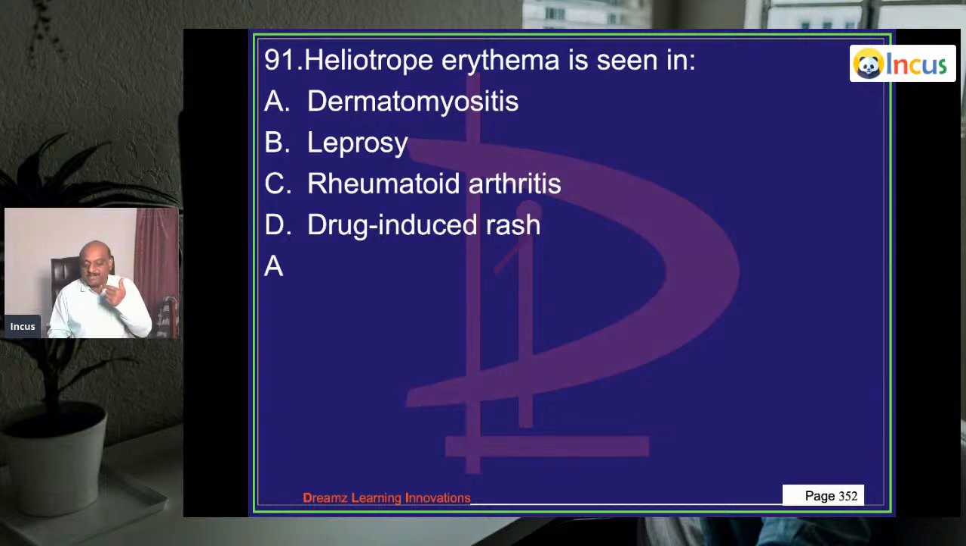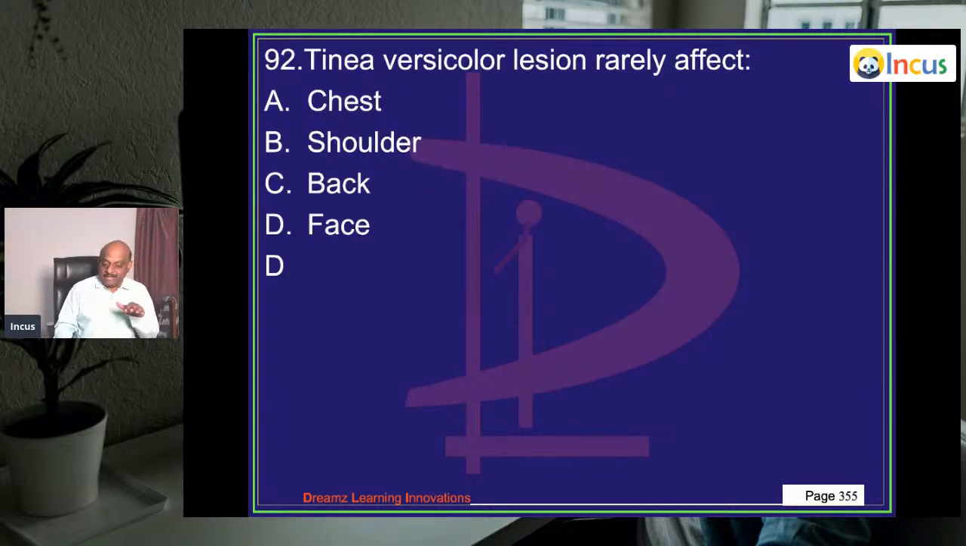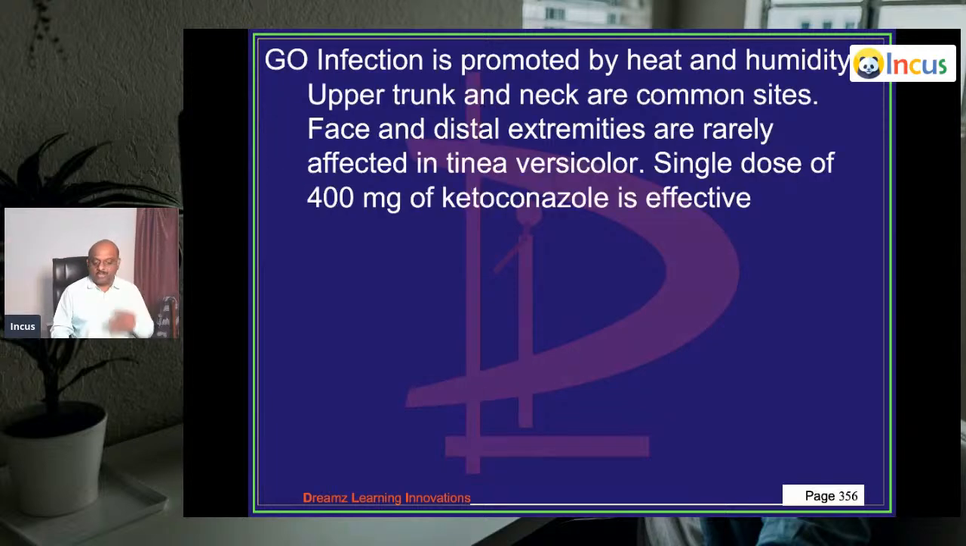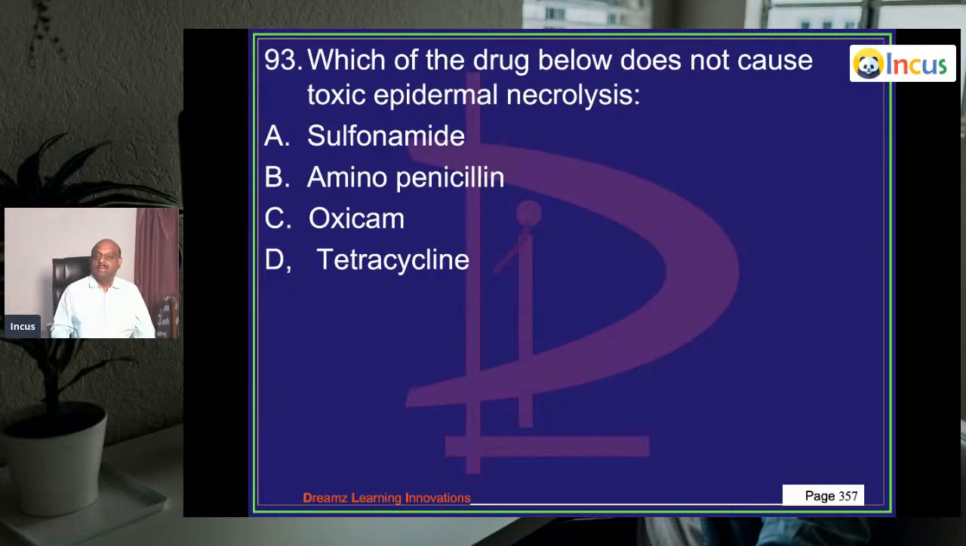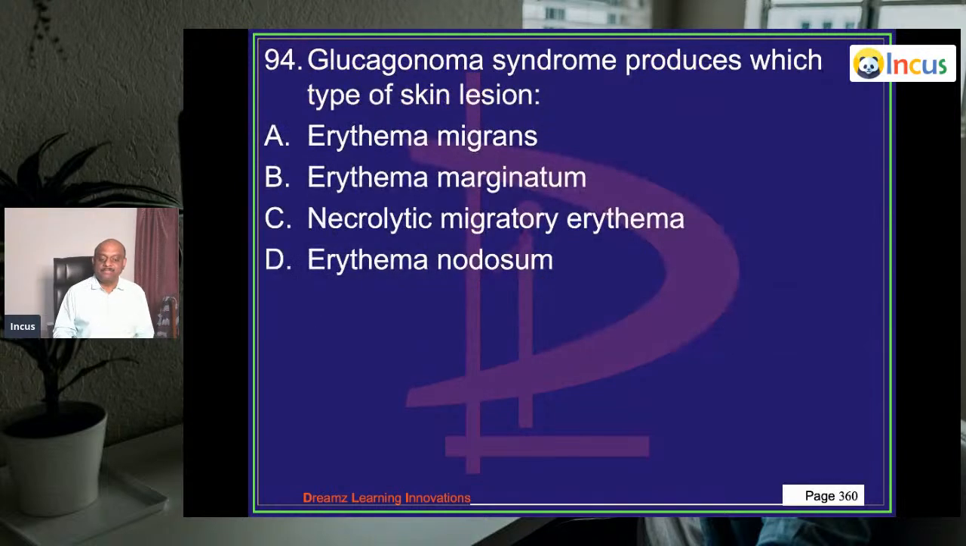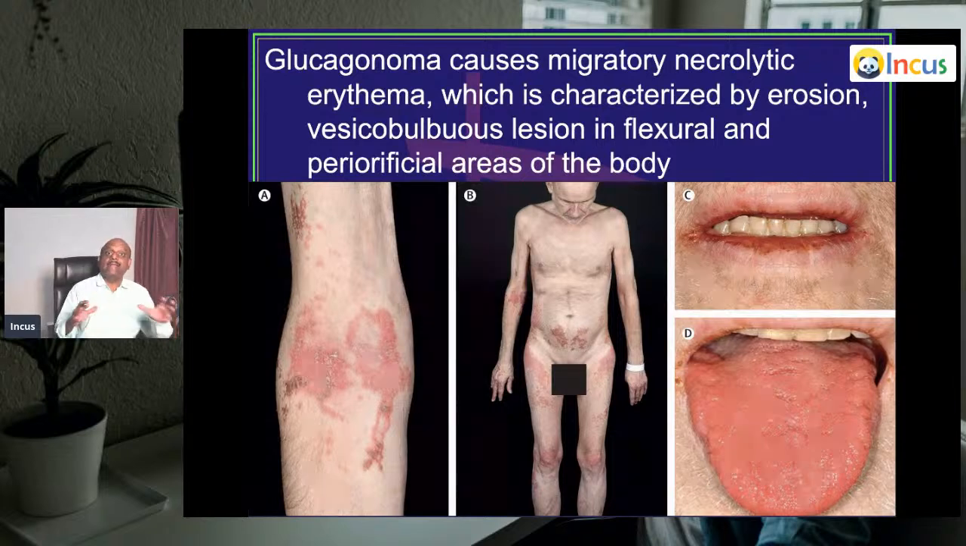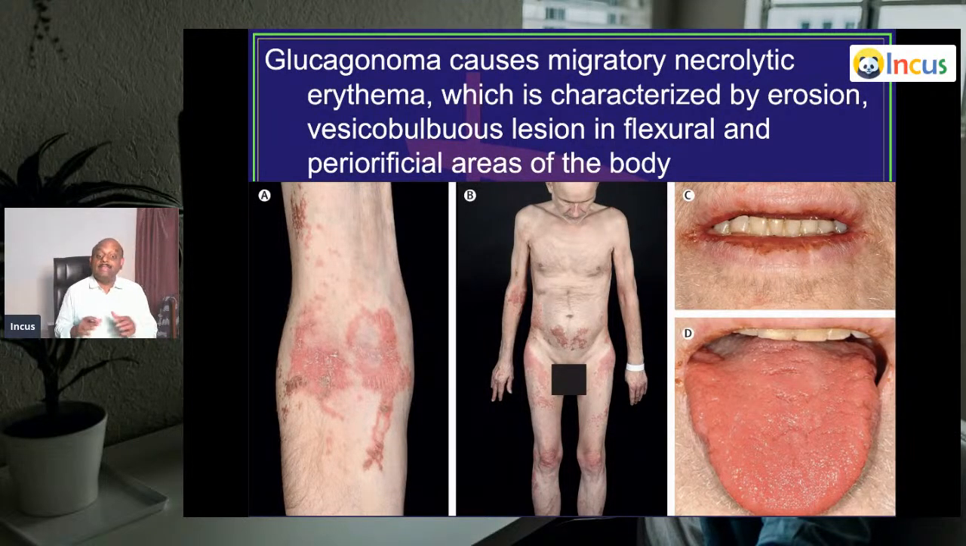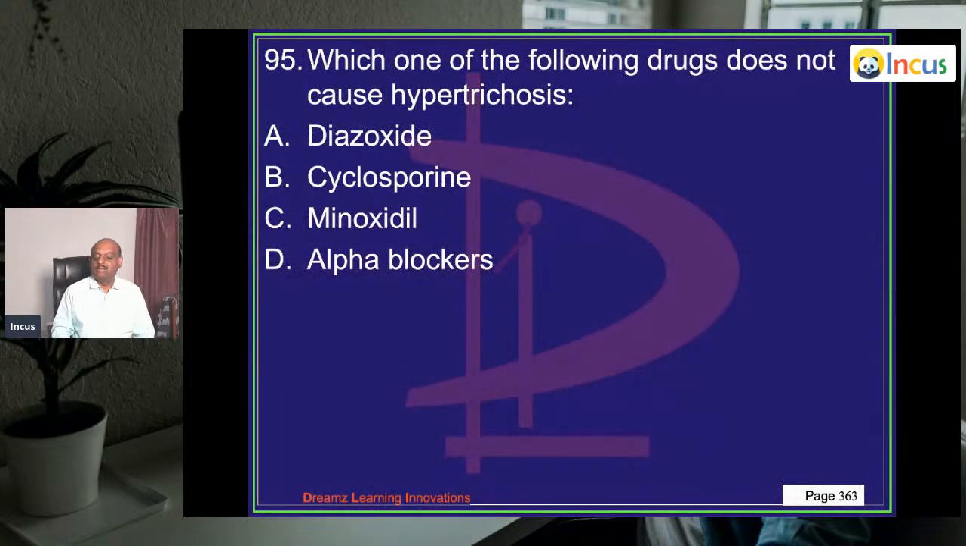Heliotrope rash, dermatomyositis. Tinea versicolor affects chest, shoulder, back, not the face. Toxic epidermal necrolysis is caused by sulfonamides, aminopenicillins, oxicams, Dilantin, barbiturates, enzymes, etc. Glucagonoma can lead to necrolytic migratory erythema. Hypertrichosis is a feature of minoxidil, cyclosporin, diazoxide.